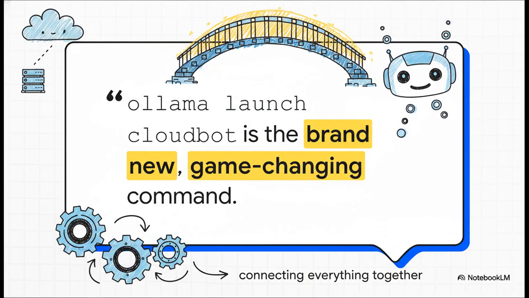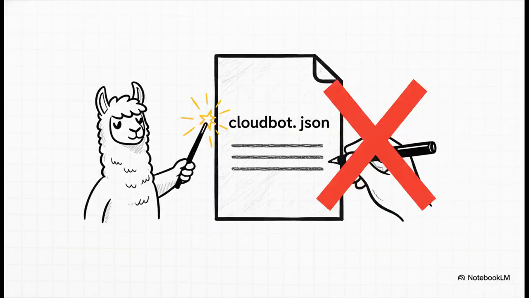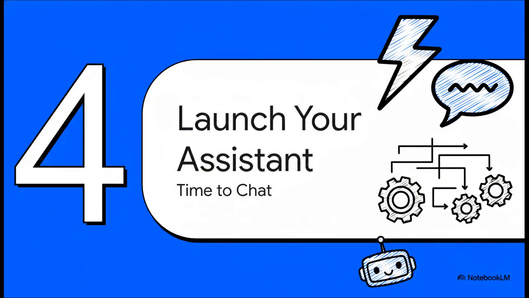And here it is. This is the brand new, game-changing command from Ollama that makes this whole thing possible. After you've done that initial Cloudbot setup, you just type ollama launch cloudbot. This one command is the bridge that connects everything together seamlessly. After you run that command, Ollama will just ask you, hey, which of your local models do you want to use? You pick one, and it automatically updates that cloudbot.json file for you. That's it. No more digging through files and manually editing text. It's just incredibly smooth.